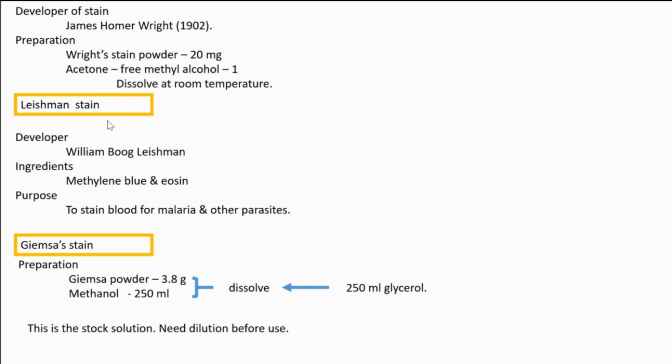Next, Leishman stain was developed by William Boog Leishman. Ingredients are methylene blue and eosin. What is its purpose? To stain blood for malaria and other parasites. To check whether that person's blood contains parasites for malaria or any other type of parasites which can cause any sort of disease. For checking that we use Leishman stain.